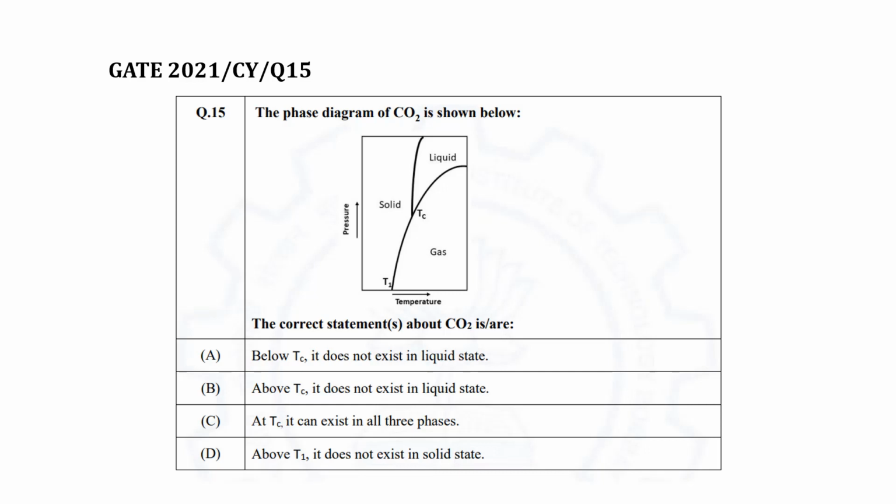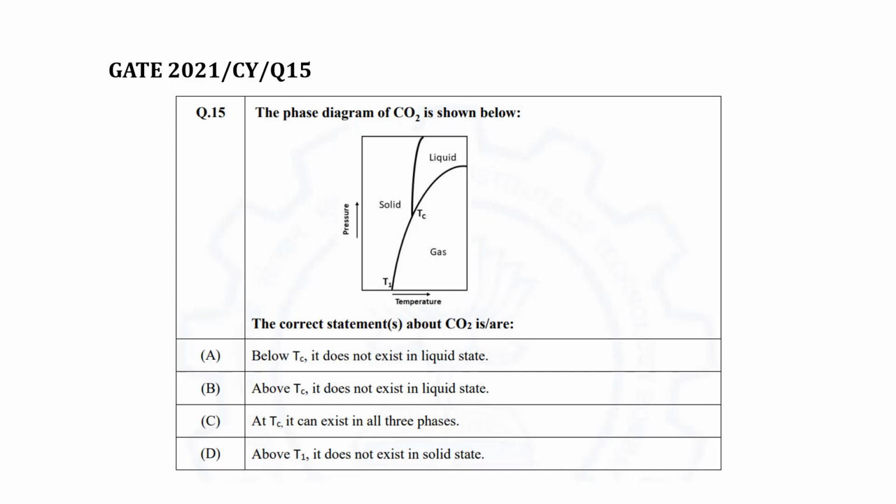In this video, we will be discussing question number 15 of GATE 2021 Chemistry. The question is, a phase diagram of CO2 is shown below and the correct statements about CO2 we need to find out. Four options are given.